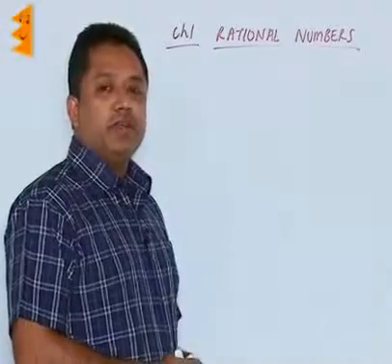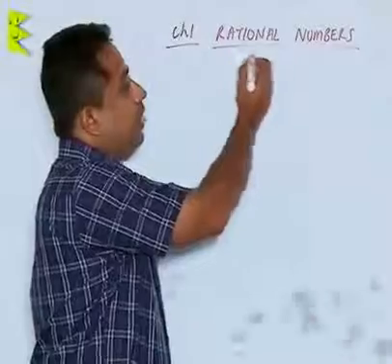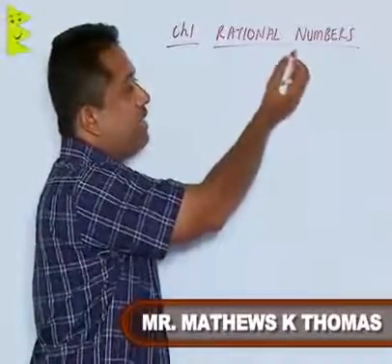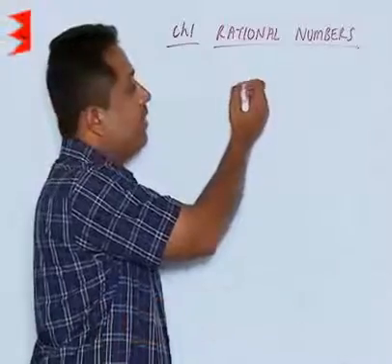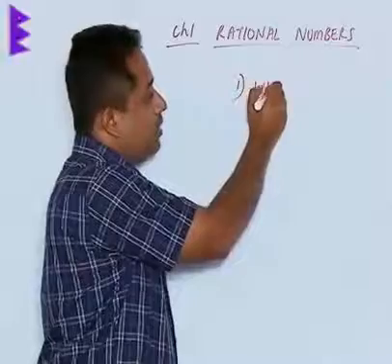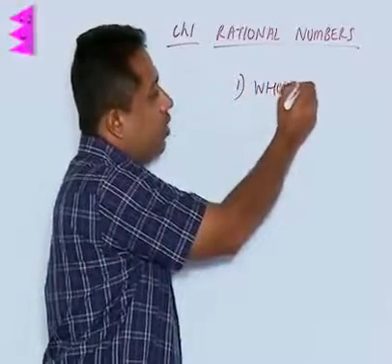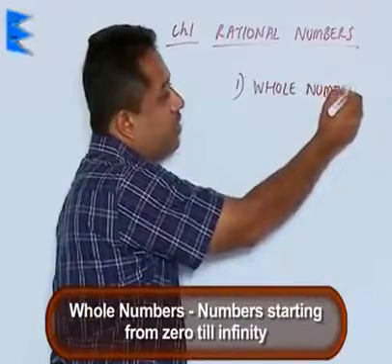The first chapter in the class 8 syllabus is rational numbers. Now, before we define what a rational number is, let us try to understand what the other number systems are. We start with whole numbers. Now, whole numbers are numbers which start from 0.